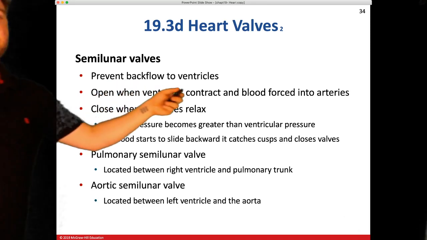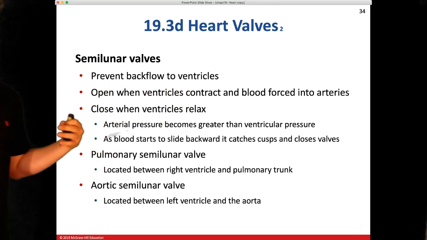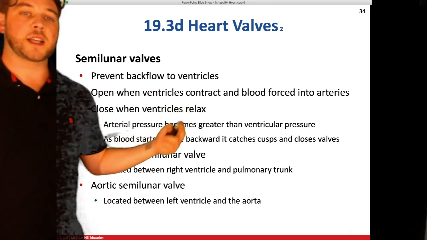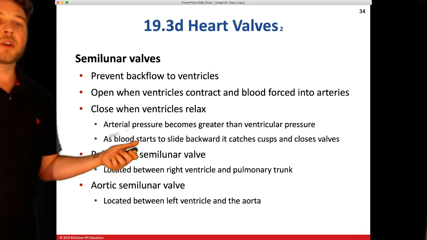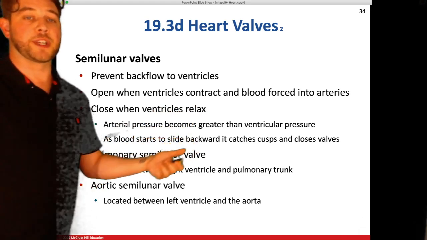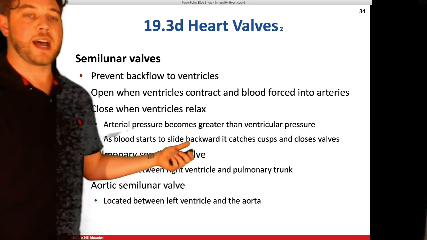The semilunar valves prevent backflow into the ventricles from the pulmonary trunk, from the aorta back into the ventricles. They open when the ventricles contract and blood is forced into the arteries. They close when the ventricles relax. Your arterial pressure becomes greater than ventricular pressure. As blood starts to slide backward, it catches the cusps and closes valves.